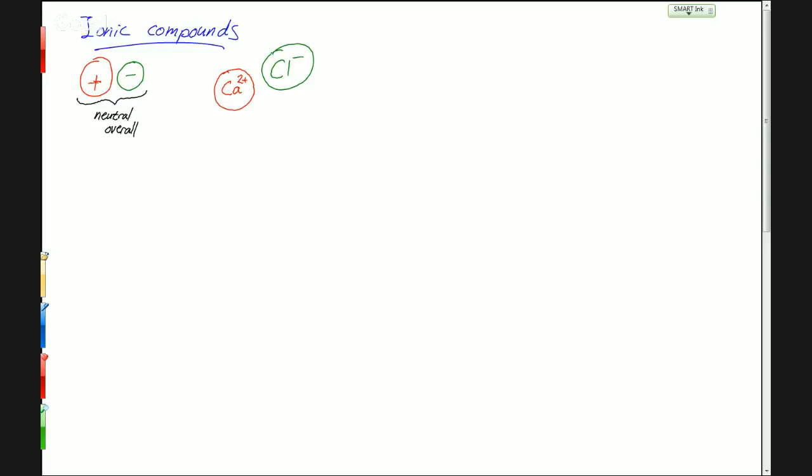All right, so I make a compound between calcium and chloride. But if there's a 1-to-1 relationship here, if there's 1 calcium ion for every chloride, 1 chloride for every calcium, that's not neutral overall. Do you see that? We have 2 plus from the calcium, and we have 1 minus from the chloride. So we need to have a different ratio here to make this neutral. We need to have 2 chlorides for every calcium.